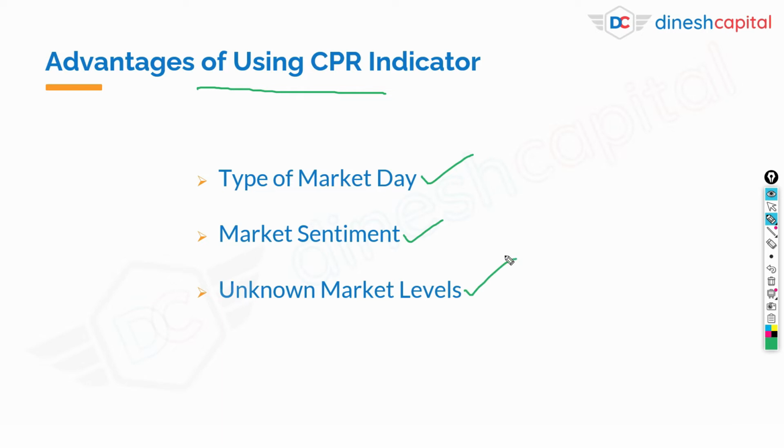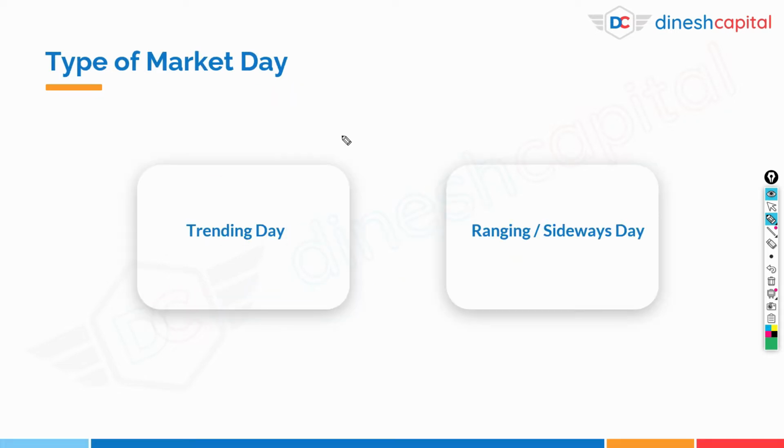It will help us to find type of market day, market sentiment, and unknown market levels. Let's see how to use CPR indicator to find this information. First, we'll see type of market day. As soon as the previous trading session ended, we can see the levels of the next day CPR. These central pivot range levels can give us signal in advance about the type of market we can expect on the next day.